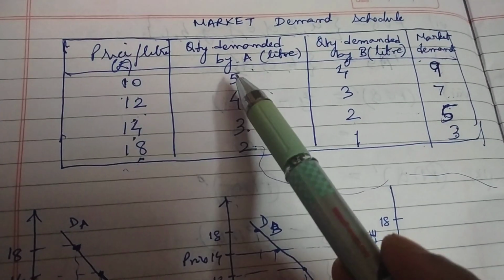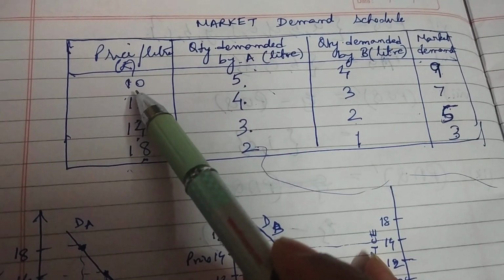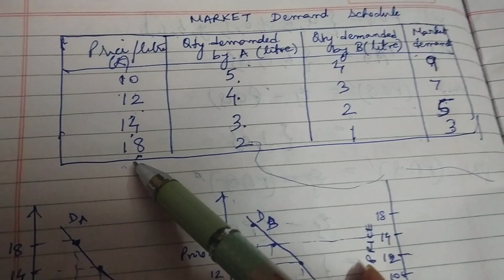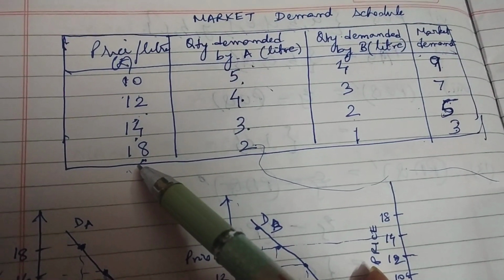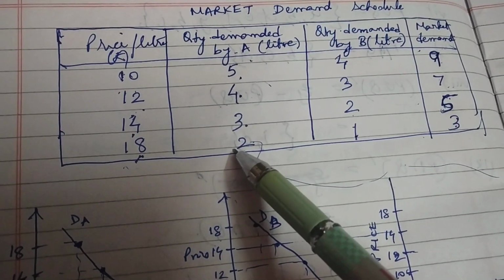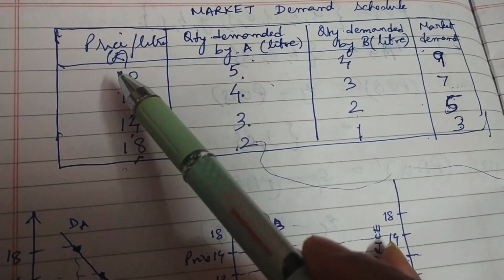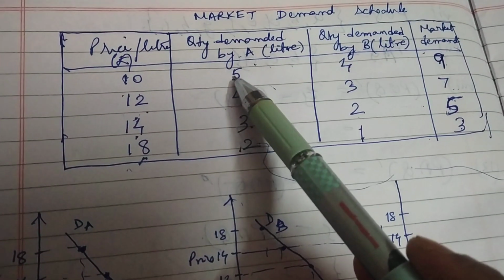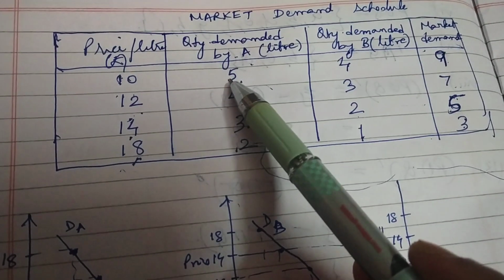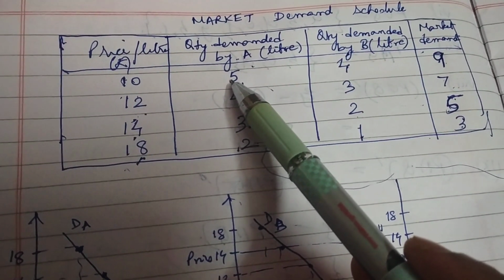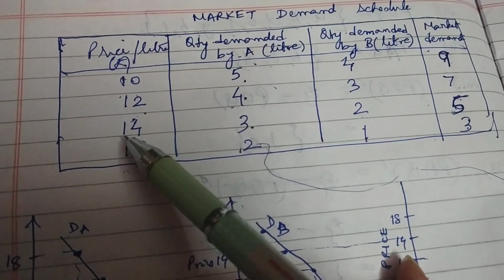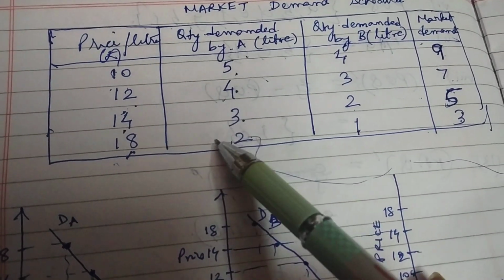This is the quantity demanded of individual B. Now, what is the demand of A at price rupees 10 per liter? As you see, price is gradually rising, thereby obeying the law of demand. The demand has to fall since they are inversely related. Accordingly, at price 10 per liter, individual A demands only 5 liters of milk. We have considered the commodity milk. Similarly, at 12, his demand falls to 4. At 14, his demand falls to 3 and so on.